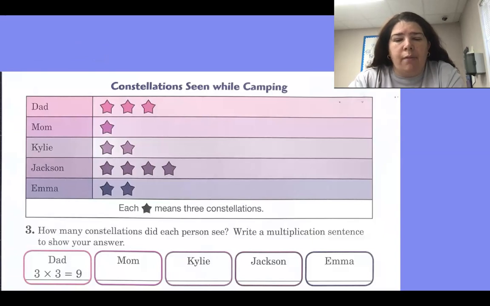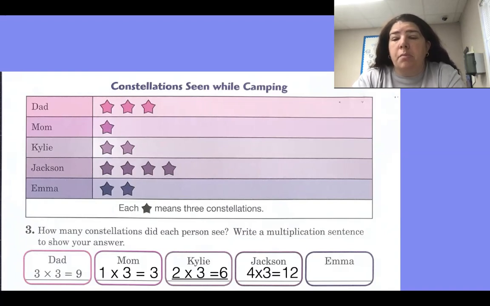If you read this graph, it tells you on the bottom each star means 3 constellations. So we're going to multiply by 3. Dad has 3 stars and each one of them equals 3. So we're going to use our multiplication to find the answer. So 3 times 3 is 9. Mom has 1 star, so we're going to multiply by 1. Kylie has 2 stars, so we multiply by 2. Jackson has 4 stars, so we multiply by 4. Emma has 2 stars, so we multiply by 2.